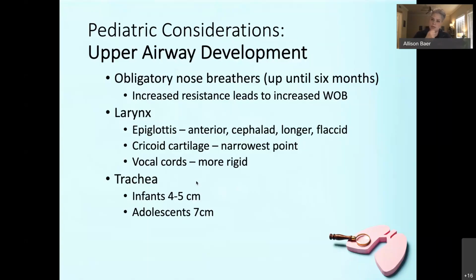Which is why we use a different shaped blade to intubate them with, kind of to pick up that floppy epiglottis. Their cricoid cartilage is going to be the narrowest point. Whereas the vocal cords are the narrowest point of an adult. Just below that, the cricoid is where their narrowest point is, kind of makes a funnel shape, and their vocal cords are just going to be more rigid than an adult. And the trachea has diameter sizes here, but I'll show you in a minute why that's important.